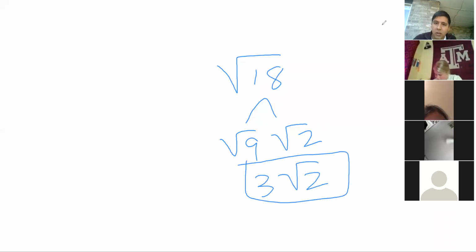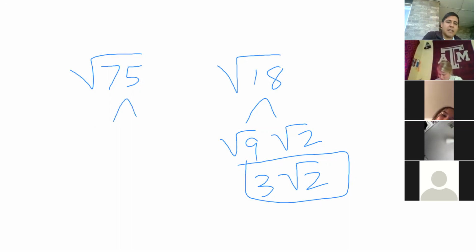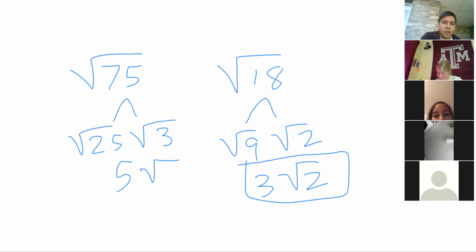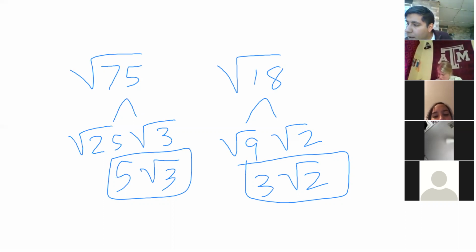So what about the square root of 75? How can we simplify that one? 3 and 25. Remember that whenever it ends in 5, a pretty big clue is that it's going to be maybe 25, right? So we can split this into square root of 25 and 3. So if we simplify this, what would it look like? 5 square root of 3. Pretty good.